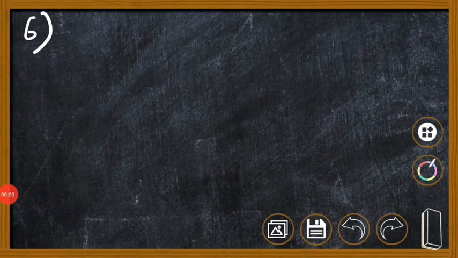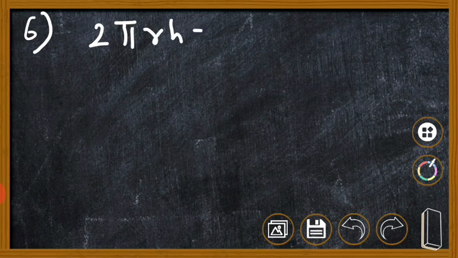Moving to our sixth question. It's a direct question. The curved surface area of a right circular cylinder is 4.4 meters square. If the radius of the base of the cylinder is 0.7 meters, find its height. So what is given? The CSA is given. CSA meaning 2 pi RH. The CSA is given as 4.4 meter square, and the radius also is given. What is the radius? 0.7 meter.